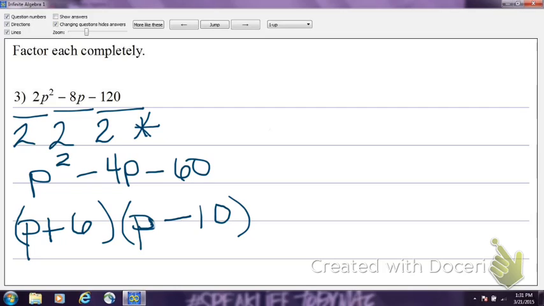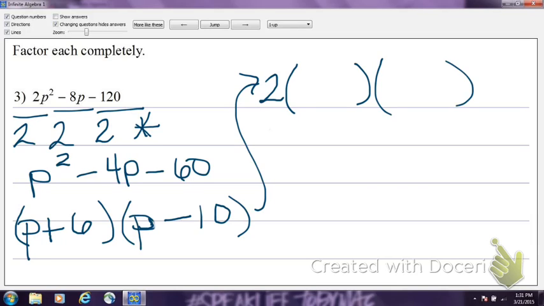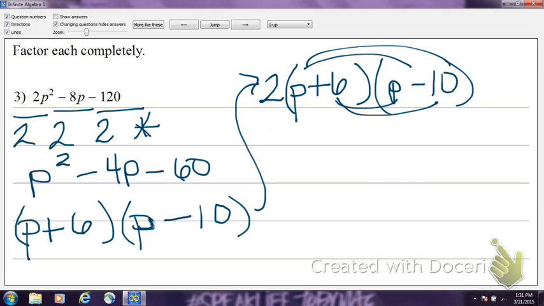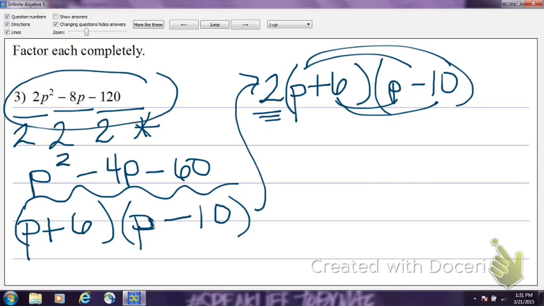Now, you may have noticed that we didn't really do anything with this 2 that we took out in the beginning. So to finalize our problem, we actually had to take that 2 that we factored out in the beginning, put it out in front, and then have our 2 parentheses. That way, when we FOIL, so if we were to do first, outer, inner, last, we would get back up to this point. And then when we multiply everything by 2, we would get back up to our original problem.